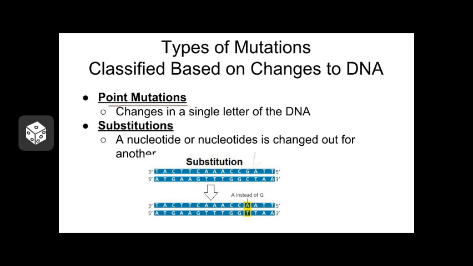Another way to classify mutations is based on how they affect the DNA. For instance, in this mutation, this pair of guanine and cytosine has been swapped out for an adenine and its complement thymine. Because the letters have changed, we call that a substitution.